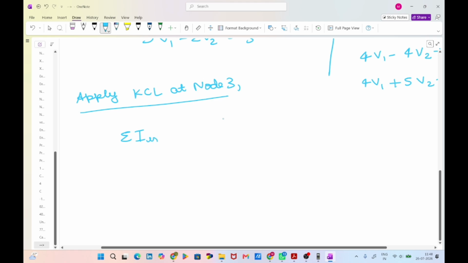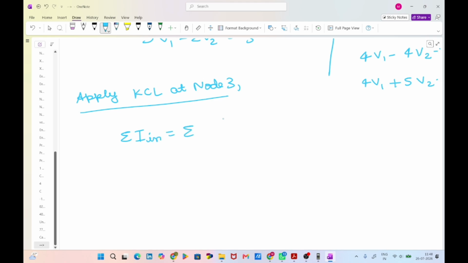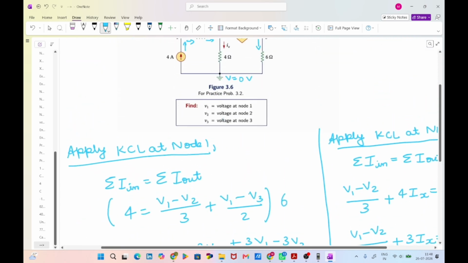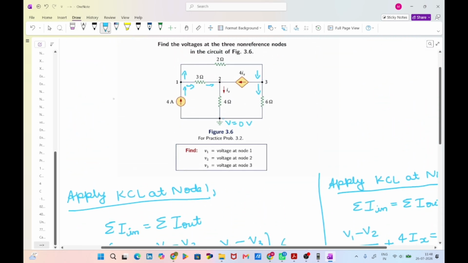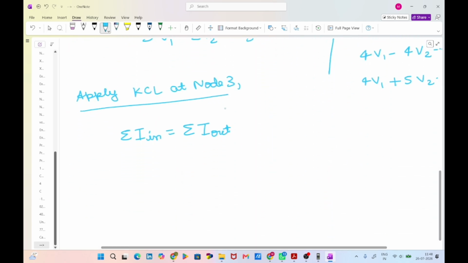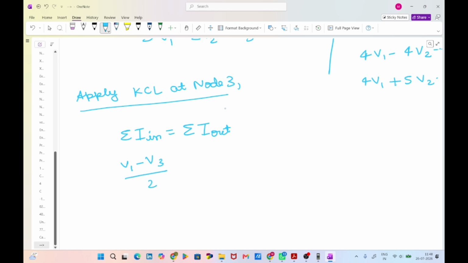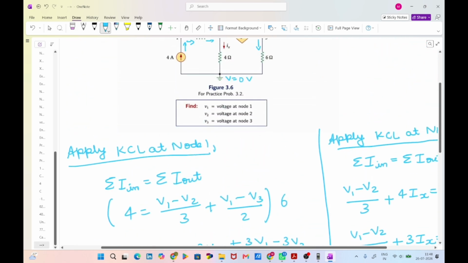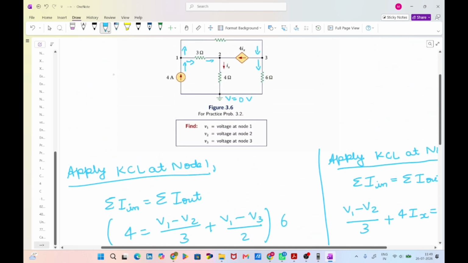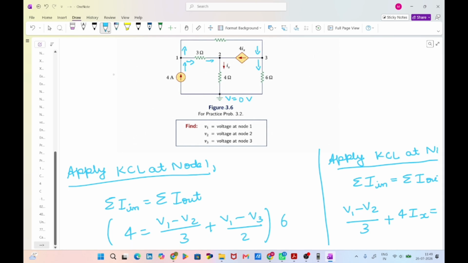Summation in, the sum of current entering the node, is equal to the sum of current leaving the node. Summation I in is equal to summation I out. The current entering is (V1 minus V3) by 2, and the current leaving is one, the 4ix, and the another one is (V3 minus 0) by 6, that will equal to V3 by 6.